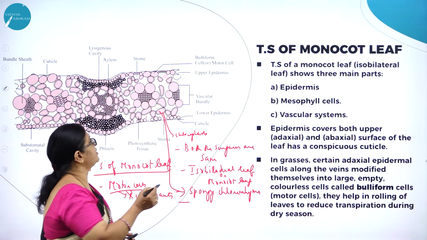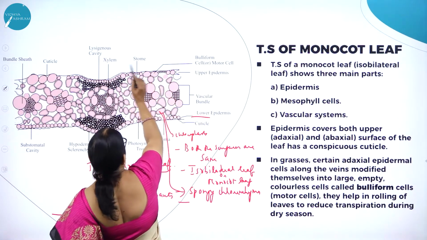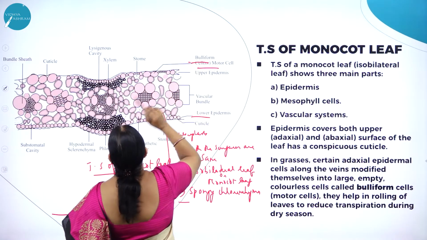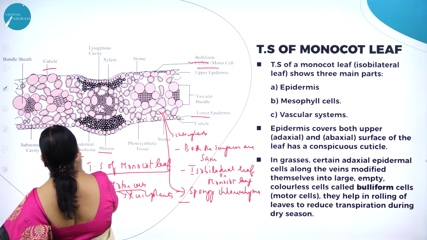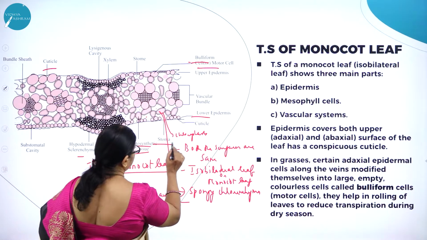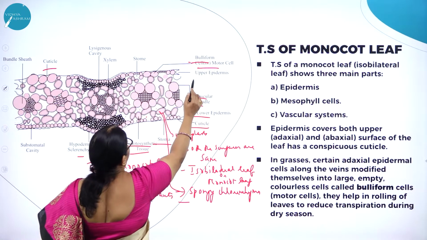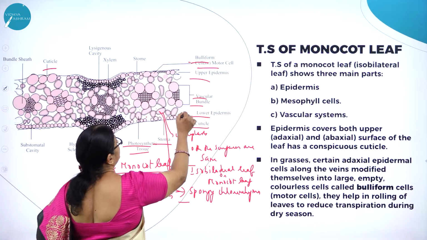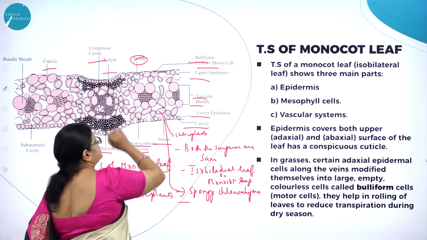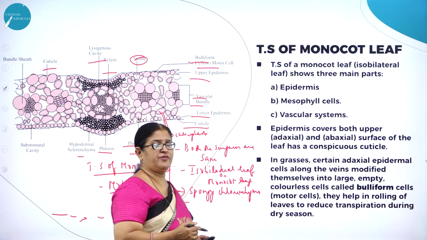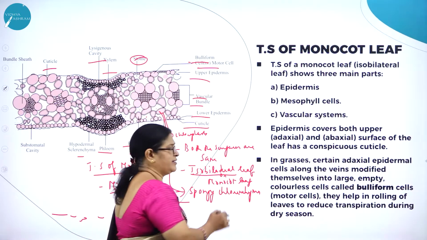Now let us understand. Here you can see the lower epidermis, and the cells are also called motor cells or bulliform cells. Here you can see the cuticle. Here you can see the vascular bundles, right? So stoma, cuticle, vascular bundle. Here you cannot differentiate it into upper and lower. Both the surfaces are one and the same. Stoma, lysigenous cavity, xylem. So TS of monocot leaf, as I said, is called an isobilateral leaf.